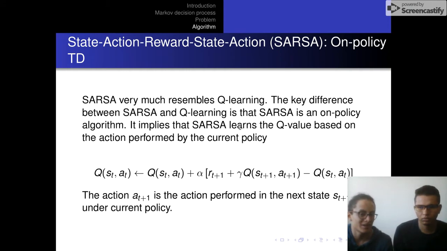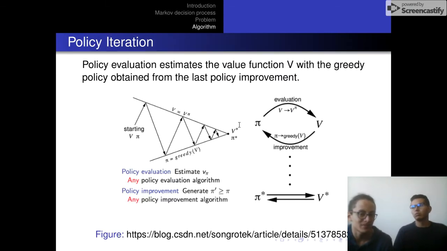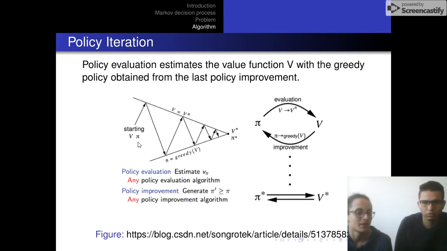learns based on the performance of the current policy. What does that mean? That means this is kind of the policy improvement. We start with some starting value function, the V function or Q function, whatever, and we define a policy. Maybe it can be a random policy.